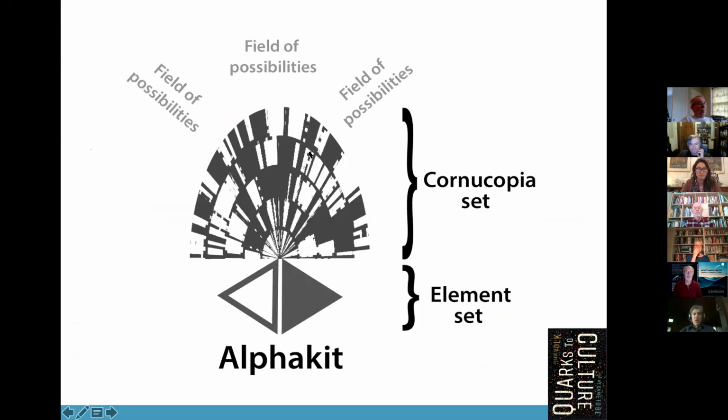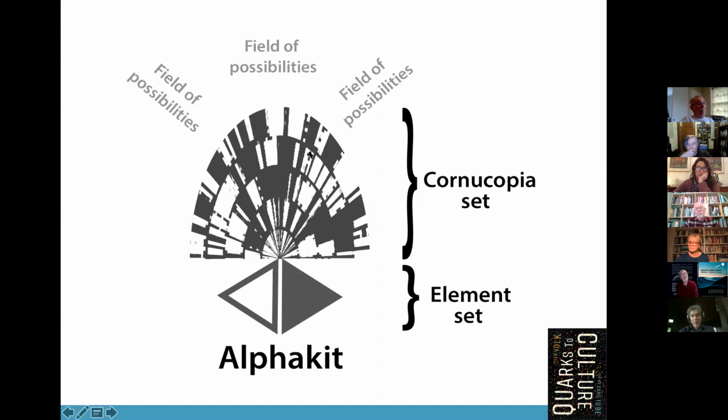Yeah. All right, so the first few are figures from the book, but I would like to talk you through this. The pattern I'm going to show, where it exists and what I think its importance is, I've called an alphakit, and it's not one thing. It consists at minimum of two sets. So the alphakit is not the black and white triangle at the bottom. It's the combination of the element set and the cornucopia set.